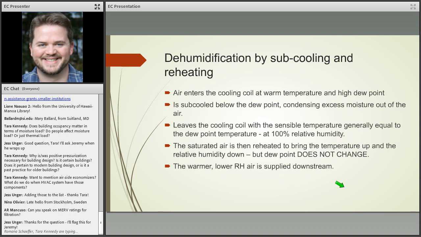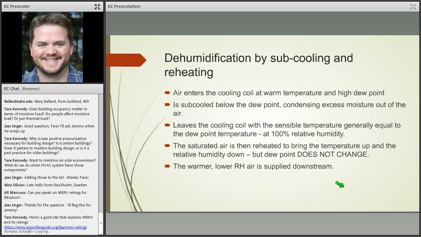The general rundown, we'll go through this in the system in just a moment, is that as the air enters the cooling coil, we know that it's at a warmer temperature from the space, and this is usually the blended condition of the return air and the outside air. It comes in at a warm temperature and a higher dew point than what we want. As we cross that cooling coil, the cooling coil's job is to subcool the temperature of the air down below the dew point condition.